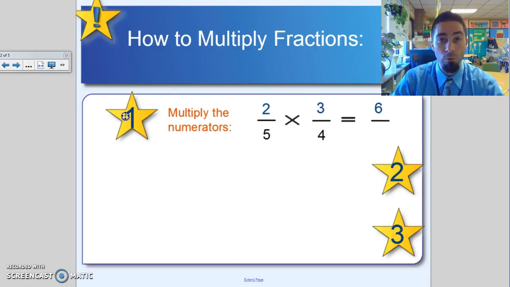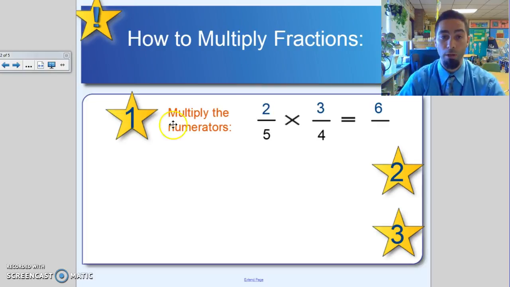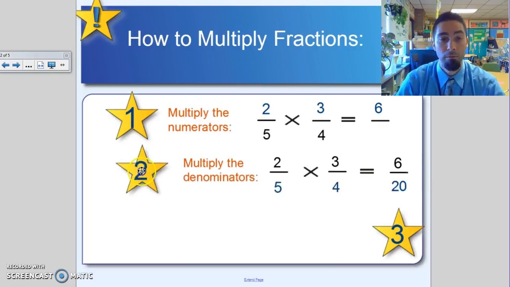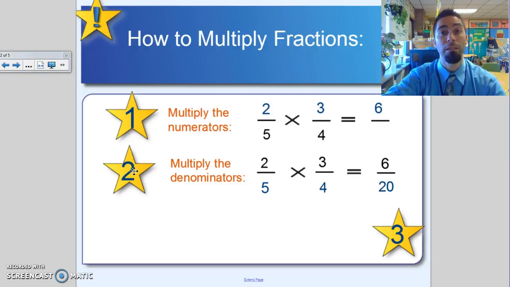First, you're going to multiply the numerators. So in 2/5 times 3/4, the numerators get multiplied first, and so that becomes 6, 2 times 3. Second step is multiplying the denominators. So now you're going to do 5 times 4, and you're going to get 20. So your answer technically is 6/20.